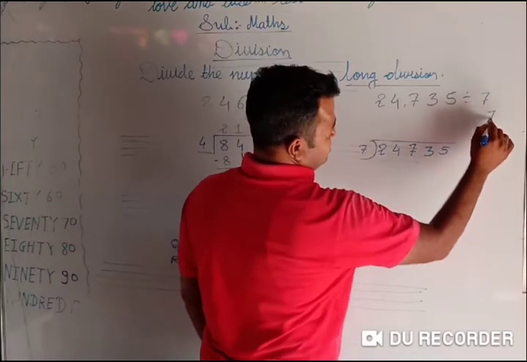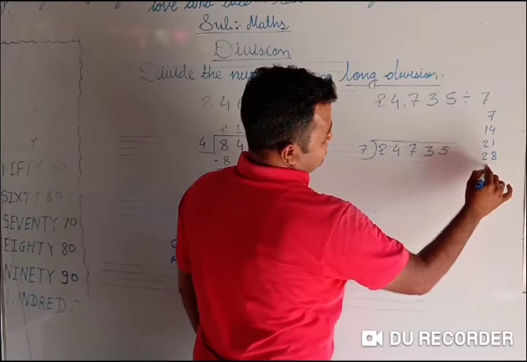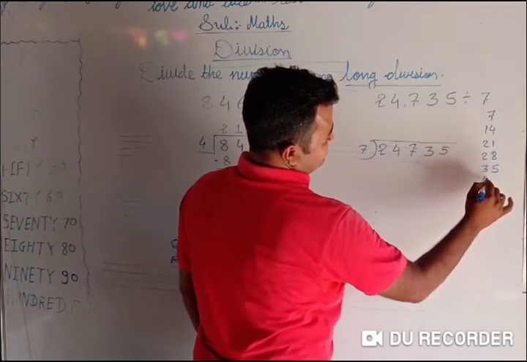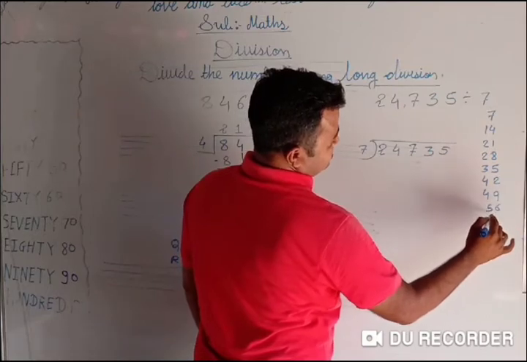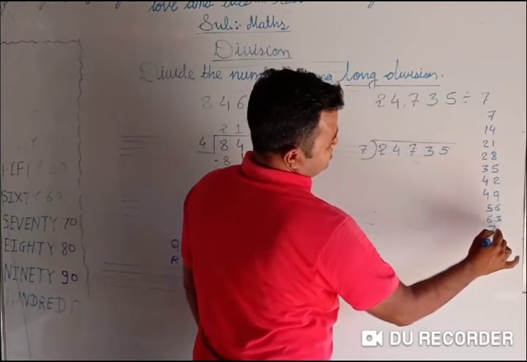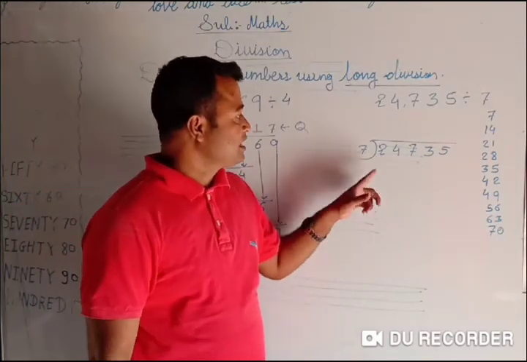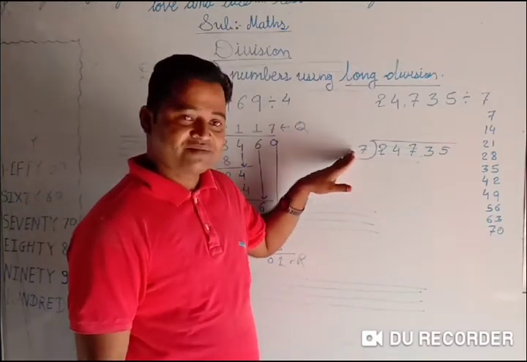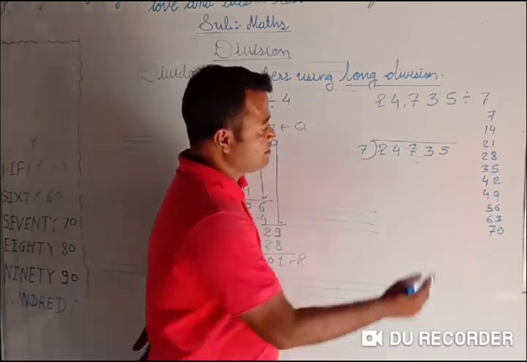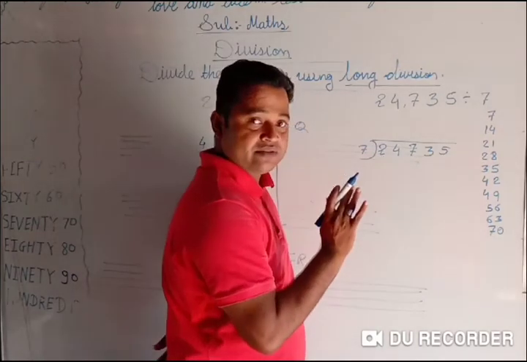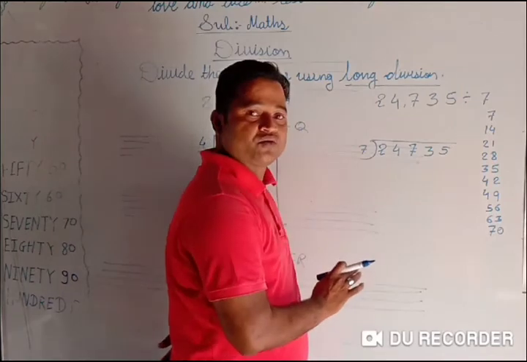7 ones are 7, 7 twos are 14, 7 threes are 21, 7 fours are 28, 7 fives are 35, 7 sixes are 42, 7 sevens are 49, 7 eights are 56, 7 nines are 63, and 7 tens are 70. Let us start dividing the number. I have to ask myself, does 2 come in the 7 times table? No. So if not, what I will do, I will take these two numbers. There are two methods. You can directly take 2 simply, or you can take 24.